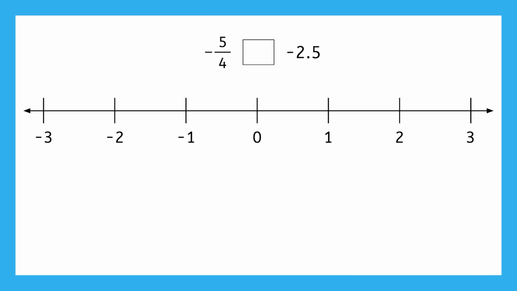First, it might help if we convert -5/4 to a decimal. That would give us -1.25. Now that both values are in their equivalent decimal form, we can compare them from here or put them on the number line to see that -5/4 is farther to the right, making it the greater number. Our completed inequality will say -5/4 is greater than -2.5. Nice work.